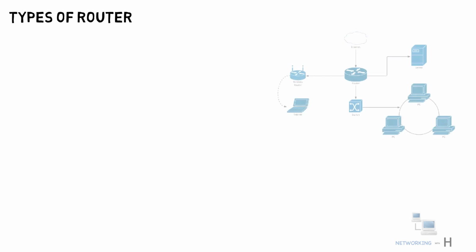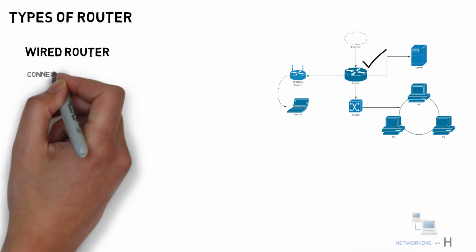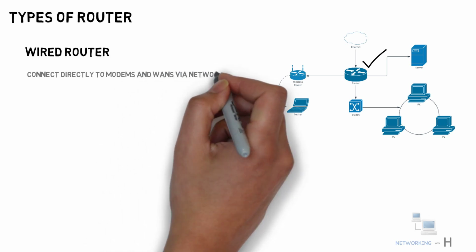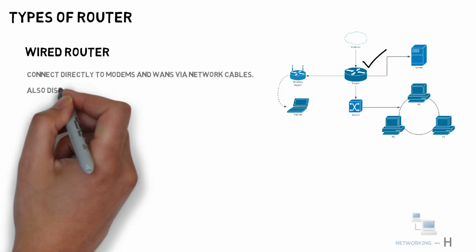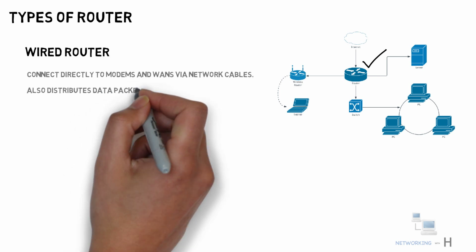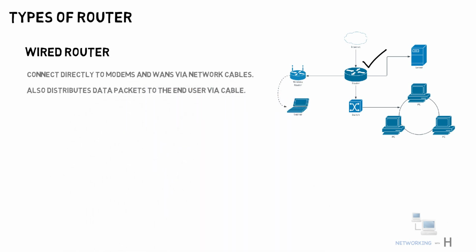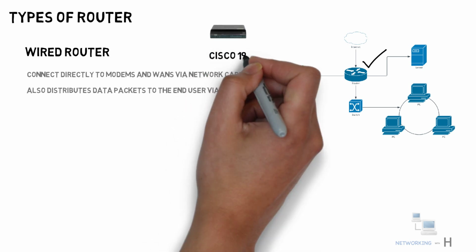Next, we'll discuss the types of router, starting with the wired router. A wired router usually connects directly to the modem or WAN wire network cable. They typically come with a port that connects to the modem to communicate with the internet and distributes the data packets to the connected computers using other ports to the cable. Cisco 1941 is one of the examples of a wired router.